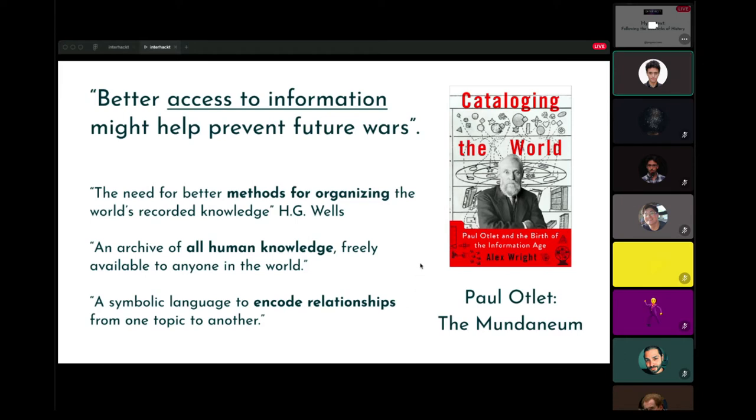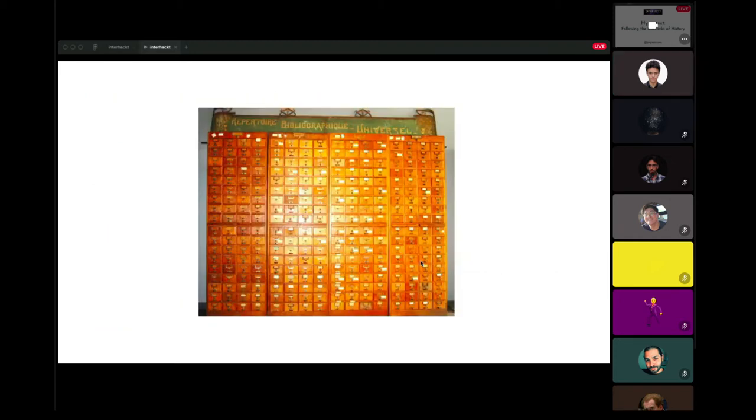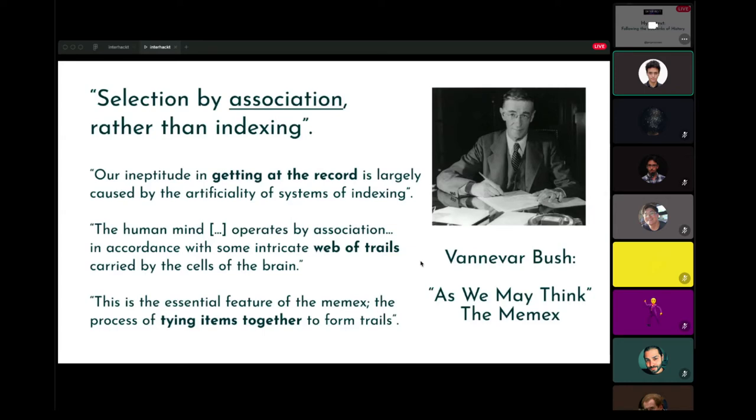Paul Otlet passed away in 1944, and 1 year later, Vannevar Bush published this famous article called As We May Think. His basic philosophy was that the key lay in selection by association rather than indexing. So he was concerned with the problem of getting at the record. We would say data or document today, but he was just thinking about how to better reach whatever we stored before. And he was concerned about the artificial systems of indexing.